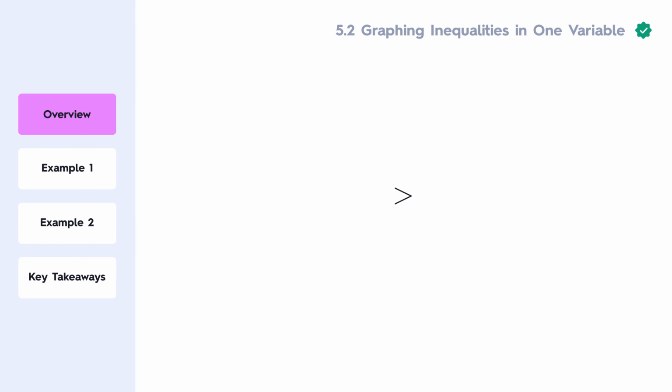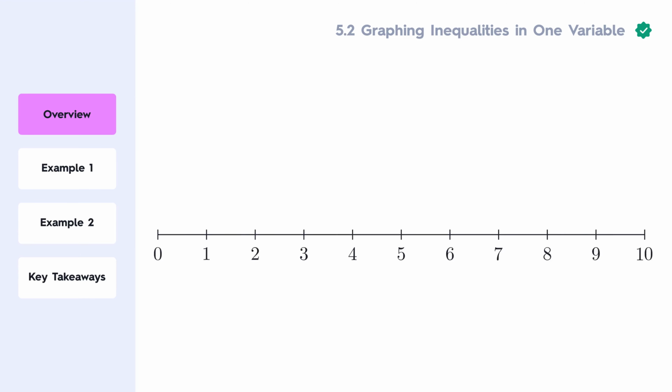Inequalities are just like equations but with one key difference. They don't only have one solution. Instead, they show a range of values, which makes graphing them super useful. By the end of this video, you'll know how to take an inequality and graph it on a number line, shading all possible values that make it true.